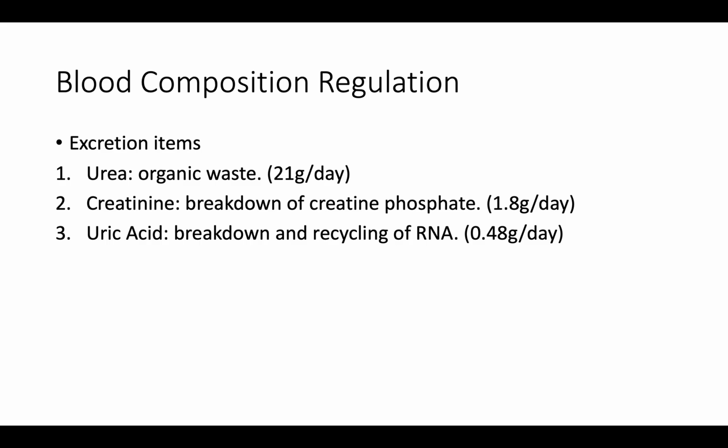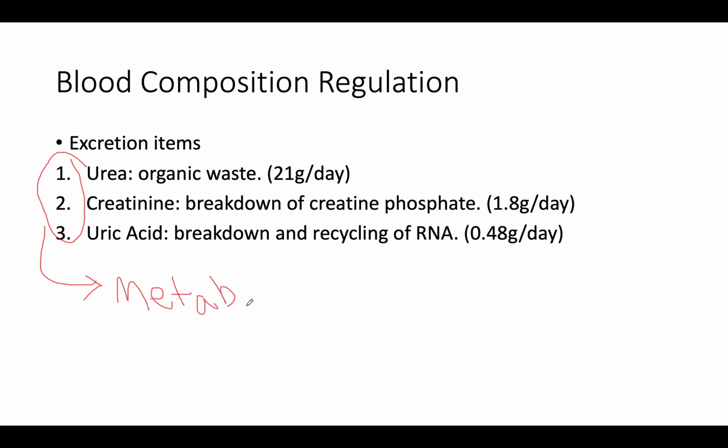Excretion items, meaning what is excreted. Urea is the toxin ammonia that gets converted into urea. That's that organic waste. You excrete about 21 grams a day. Creatinine, which is a breakdown of creatine phosphate, about 1.8 grams per day. And uric acid is a breakdown and recycling of RNA, 0.48 grams. All of these are from metabolism.